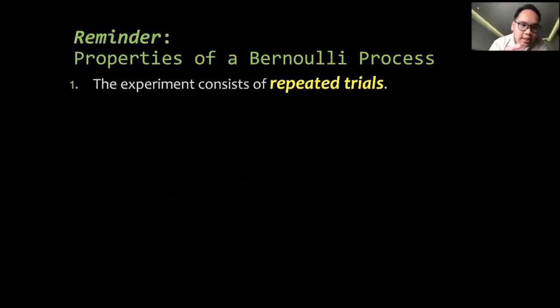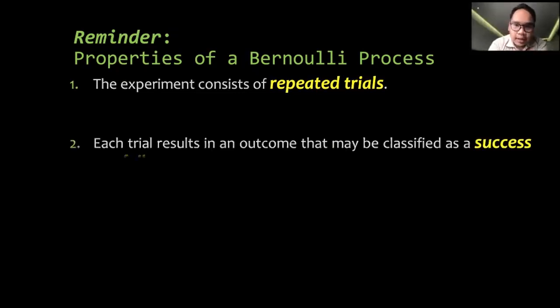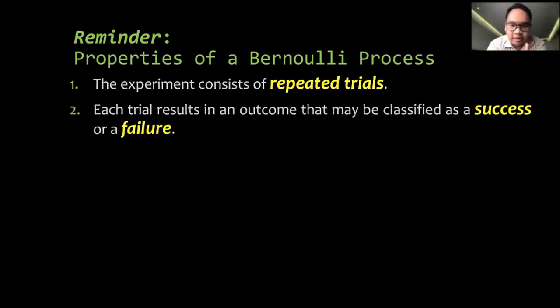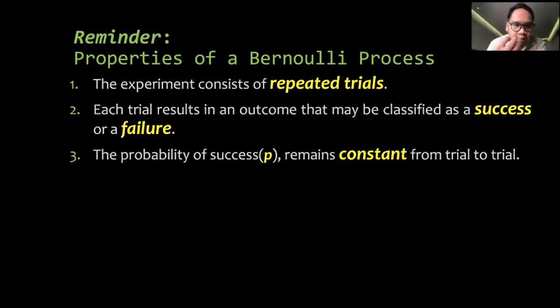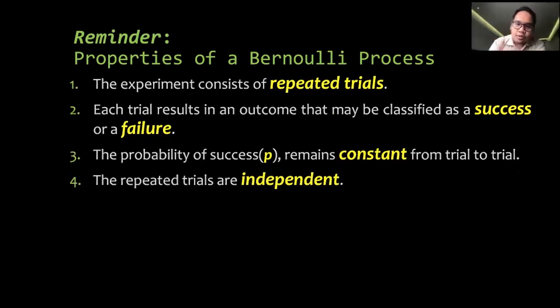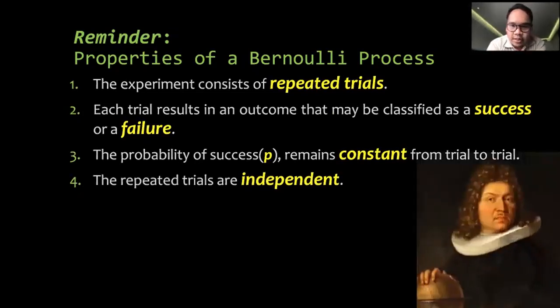For some examples, say the experiment consists of repeated trials, and in each trial there is an outcome classified as success or failure, and the probability of success p remains constant from each trial because they are independent of one another, so it doesn't change. This is Bernoulli, who discovered the Bernoulli random variables. He has a lot of names, Jacob or James in some books, and I'm not really sure what the true one is.